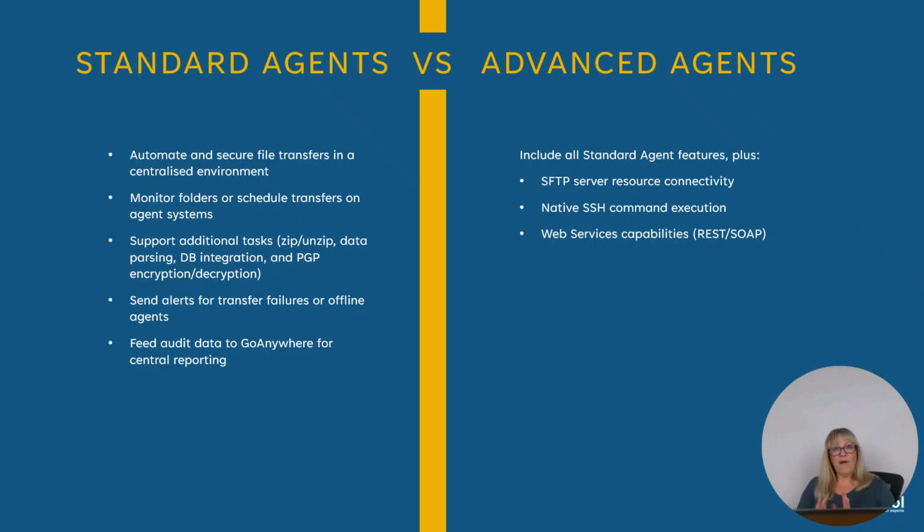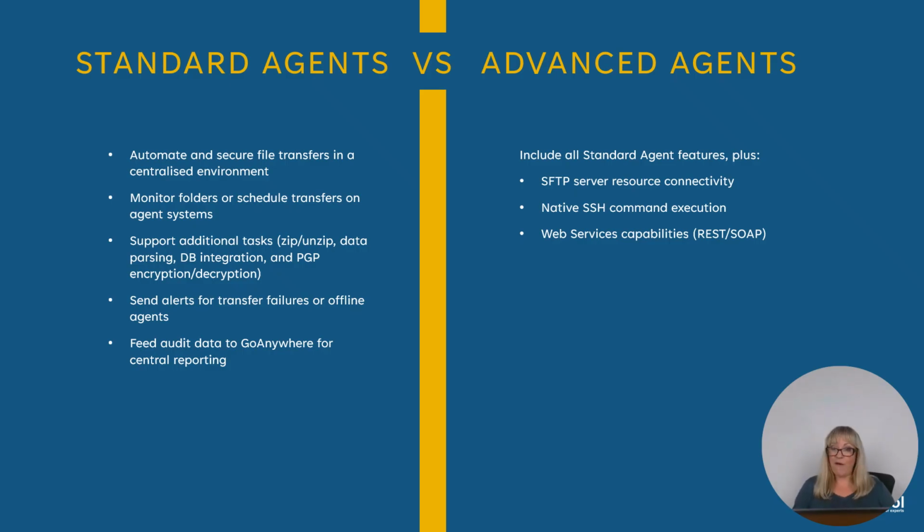So there are actually two flavours of agent. There's standard agents and there are advanced agents. Now you can see from the list on the left that it's all of the things that you would expect from workflows. So you've got zipping, you've got database integration, PGP encryption, you can send email alerts, same as in the main application. You can have monitors, can have schedulers on your agents. But the benefit obviously being it's all centrally reported in the main hub. Now that's your standard agent, but you can also have an advanced agent.